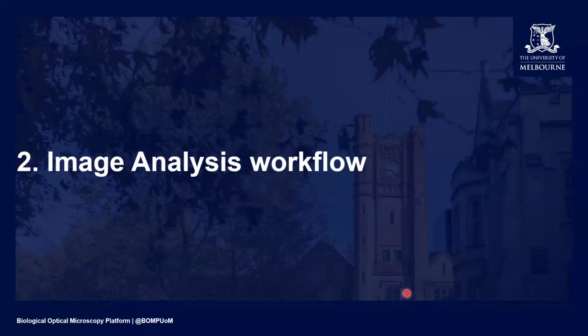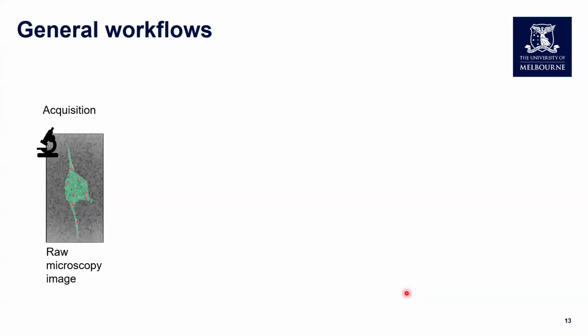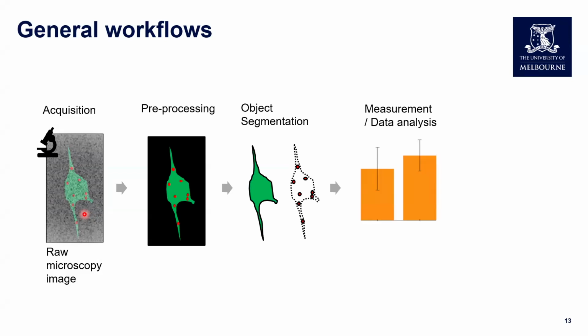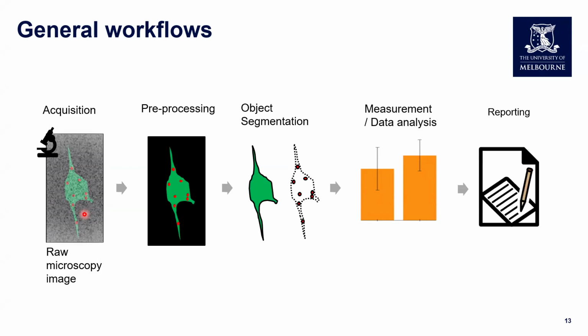Okay, now let me get to the second part of this talk, which is introducing the general workflow of bioimage analysis process. Let's say we have acquired raw microscopy images like this. And generally, image analysis workflow involves pre-processing of raw microscopy images because we might have to correct any defects happening during acquisition, and segmenting objects or defining region of interest. And then we can measure many different types of quantifiers and report those results.